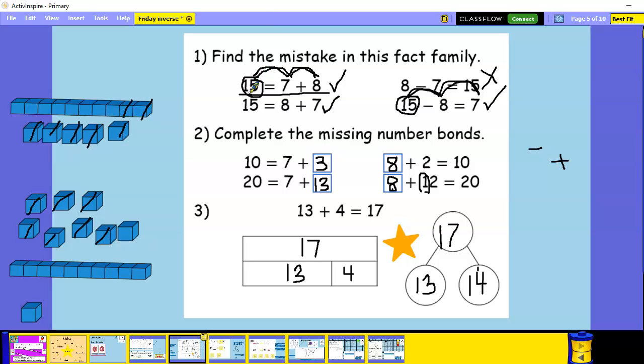I did it, didn't I? 15 was 7 add 8. It was 8 add 7. 15 take away 8 was equal to 7. But then this one wasn't correct. 8 take away 7 is not equal to 15, because we know when we do a takeaway, the big number's at the front. So I gave it a cross.